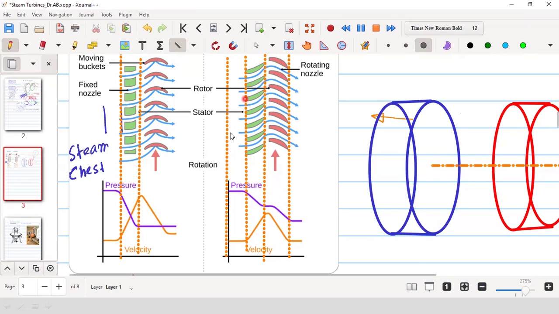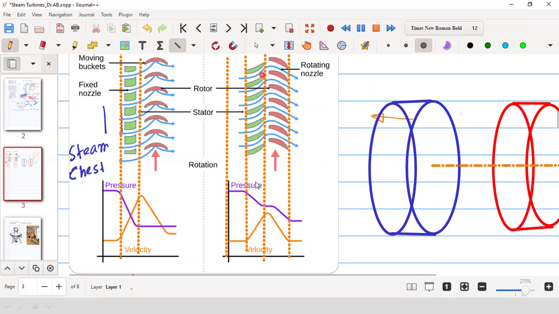Within the steam chest, in this zone, there will not be any change in pressure and velocity. It is as if there is no flow, and even if there is a flow, the flow is very weak, very slow. Therefore, there will not be any substantial or noticeable pressure and velocity change as compared to the changes within the nozzle and the blade. So first look at the nozzle stage.